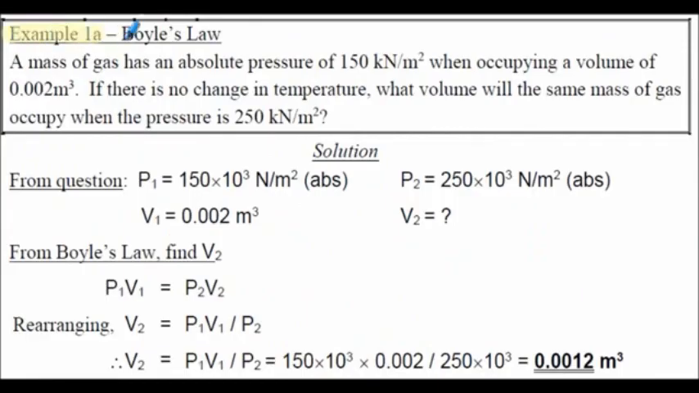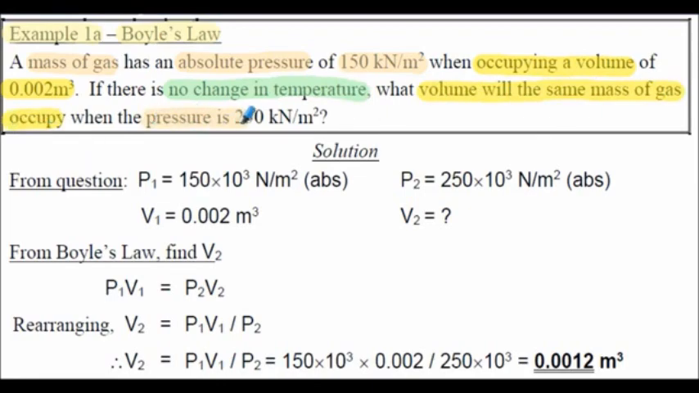Example 1a relates to Boyle's law. A mass of gas has an absolute pressure of 150 kilonewtons per meter squared when occupying a volume of 0.002 meters cubed. If there is no change in temperature during the process, what volume will the same mass of gas occupy when the final pressure is 250 kilonewtons per meter squared?